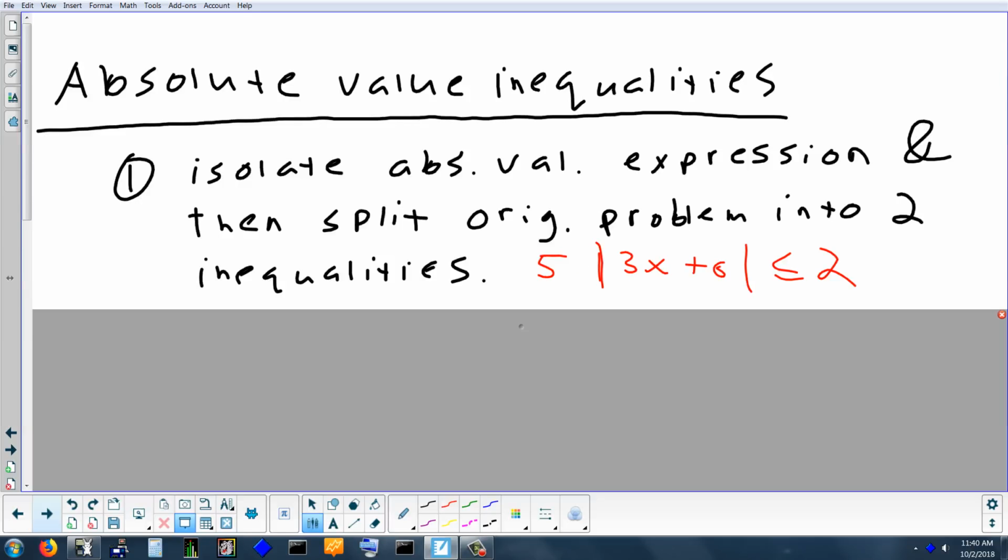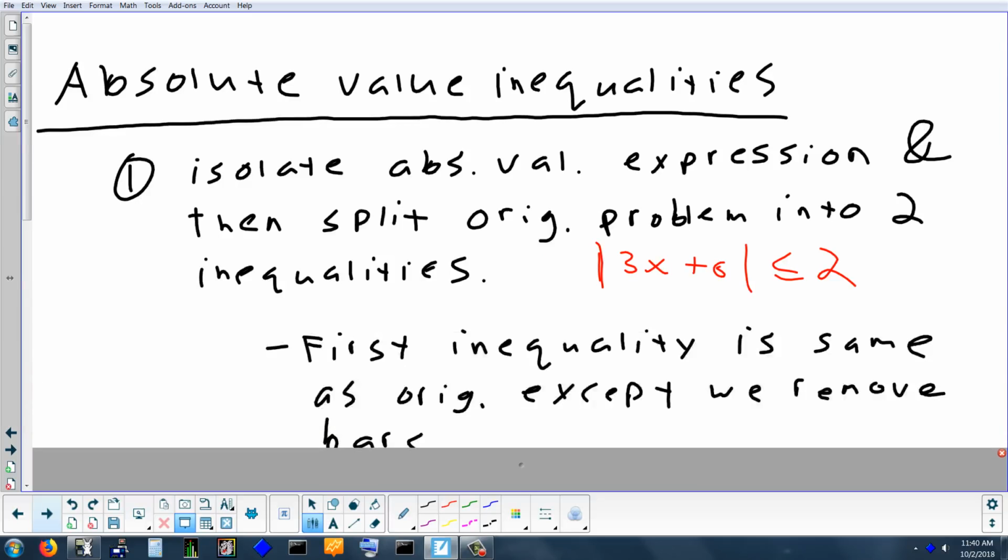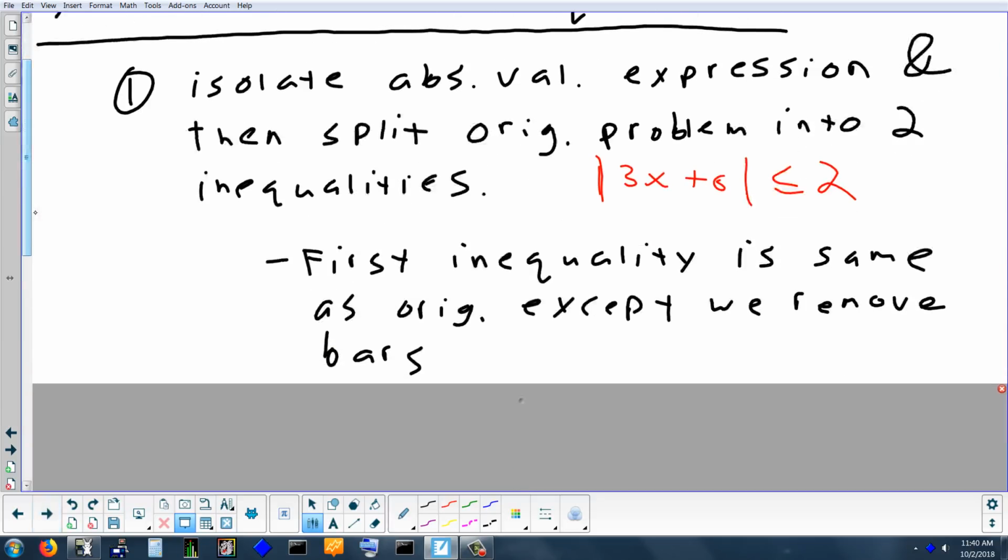If I did something like this, that's still a problem. I would have to subtract 5 from each side. And that would cancel it from the left, and it would move it over to the right. All right, so if we got something like that, we're good. When we split it, the first one is exactly the same as what we wrote yesterday. Copy down the original problem, just erase the bars. So copy down the original, take away the bars.